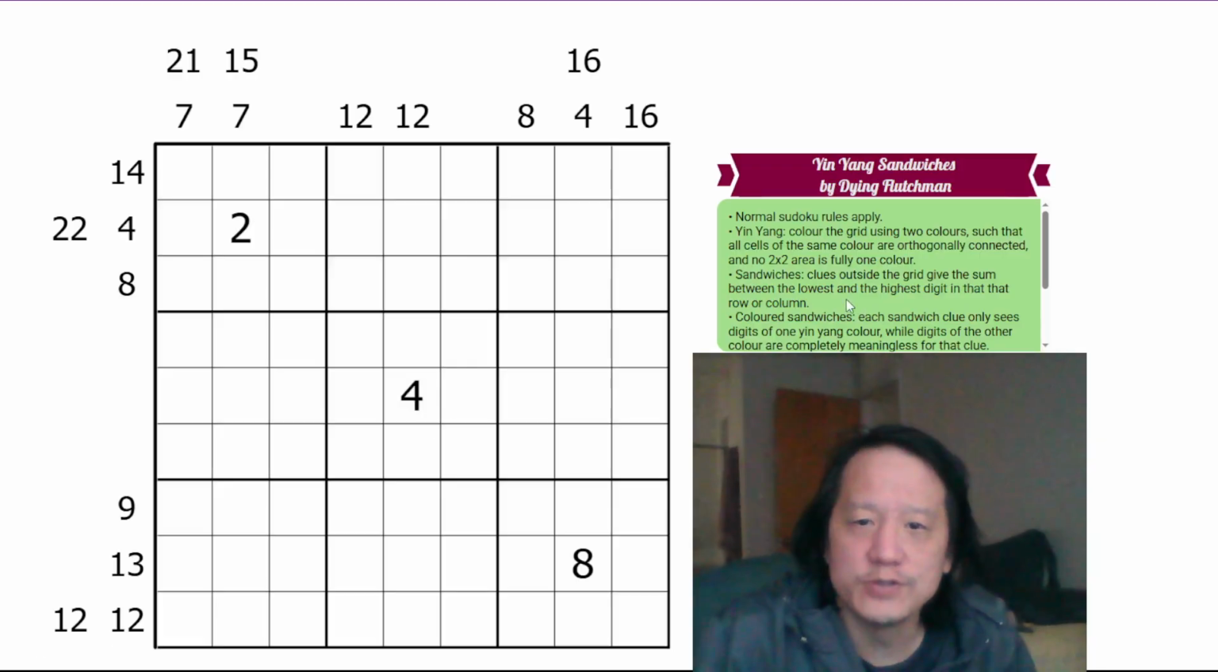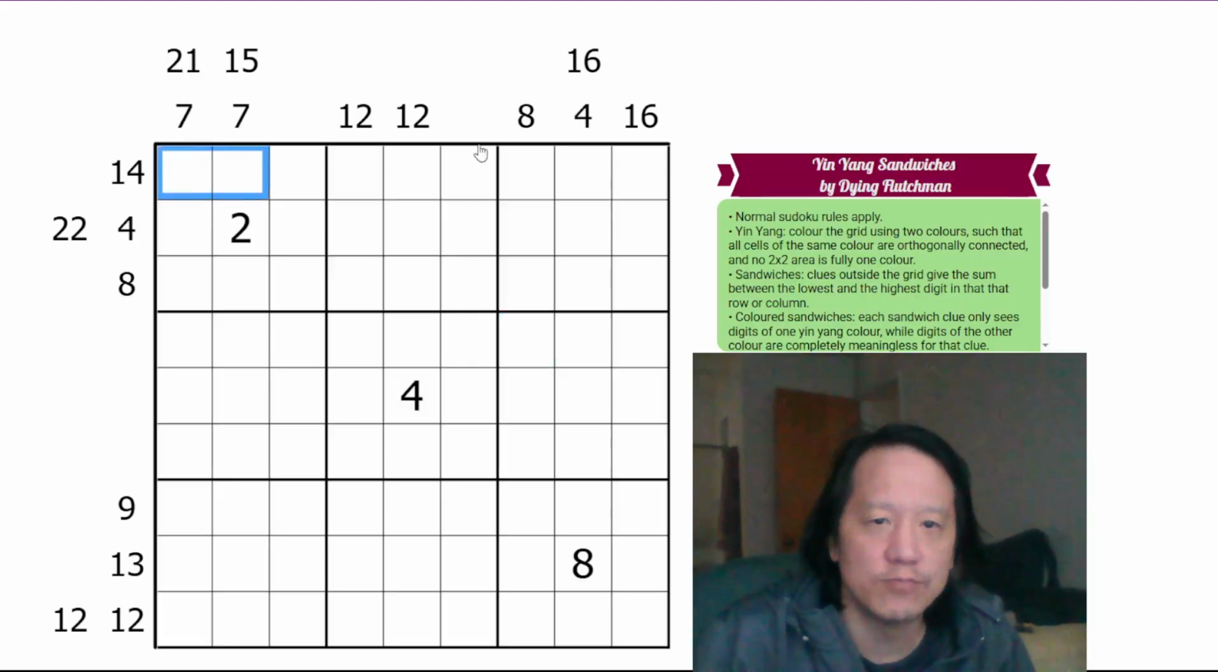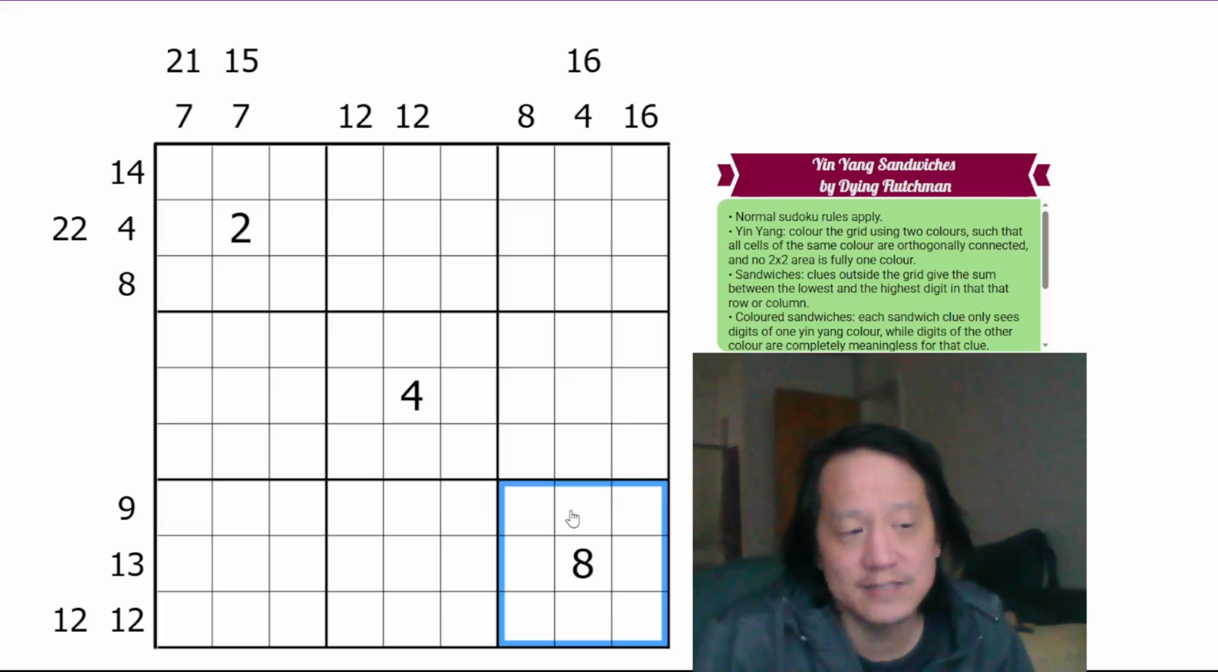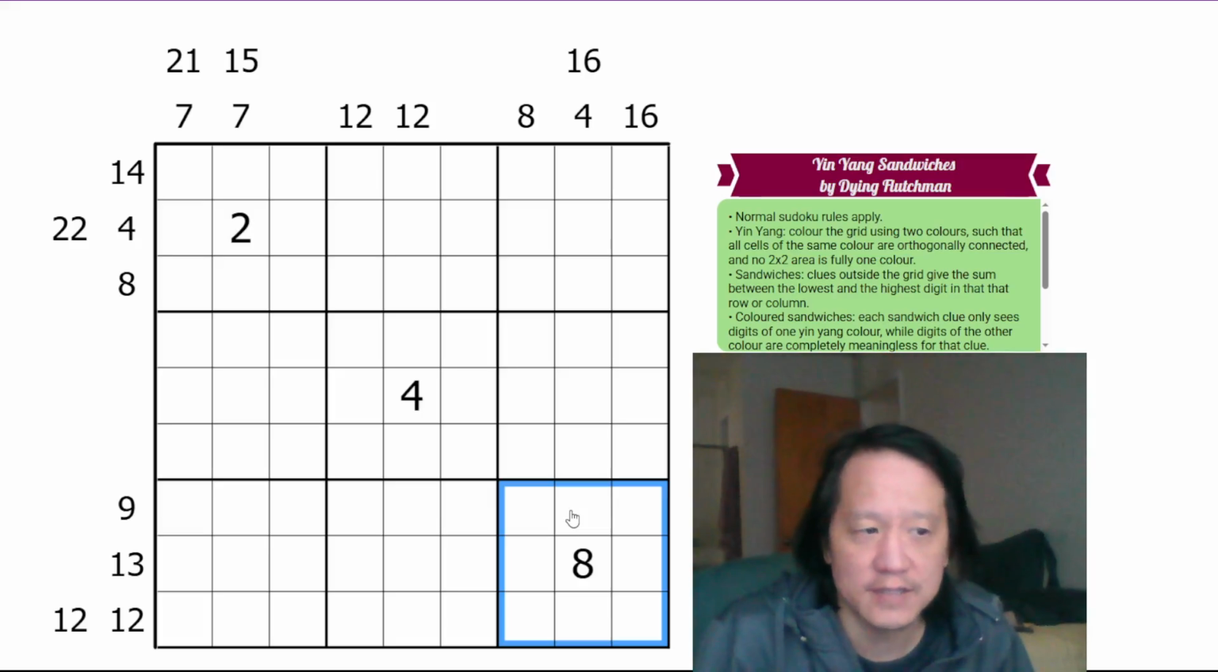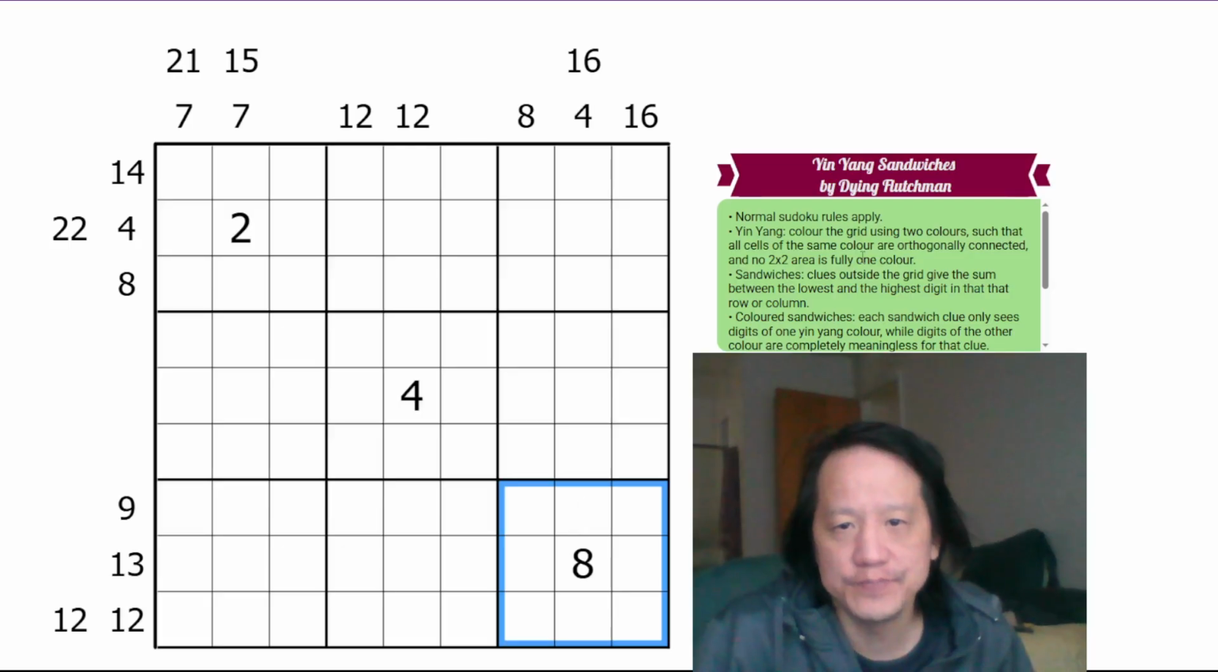Here are the rules. Normal Sudoku rules apply, which means in every cell in the grid, place a single digit from 1 through 9 such that every row, every column, and every designated 9-cell region, which is a box, contains the digits 1 through 9 exactly once each.